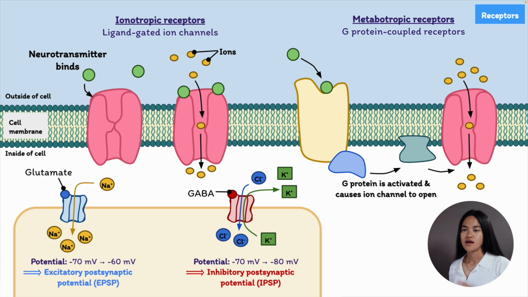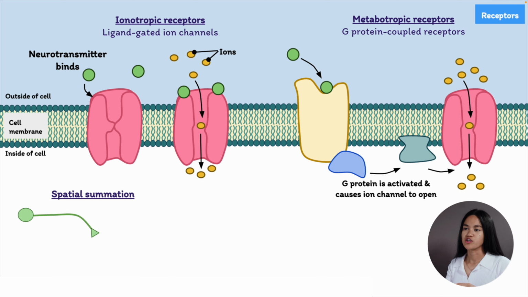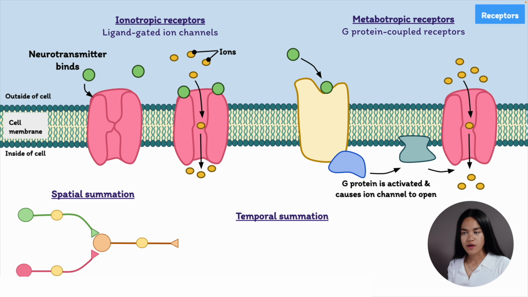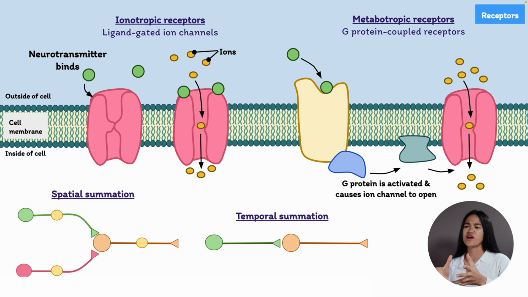Now, we did cover spatial and temporal summation in the previous lecture, but for a refresher, spatial summation is the integration of postsynaptic potentials that take place at various sites, but roughly at the same time. Whereas temporal summation is the integration of postsynaptic potentials that take place in the same location, but at slightly different times. Okay, that's how summation works.